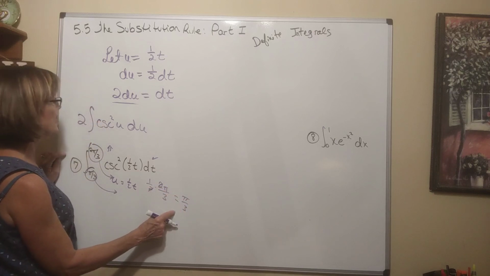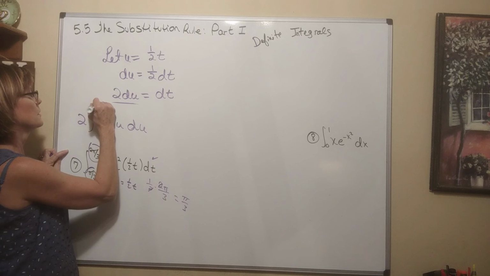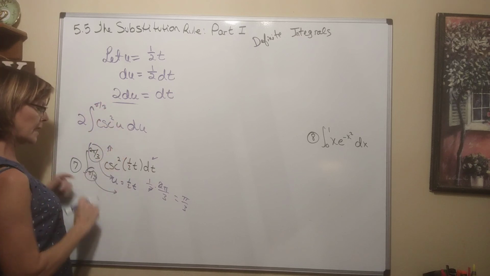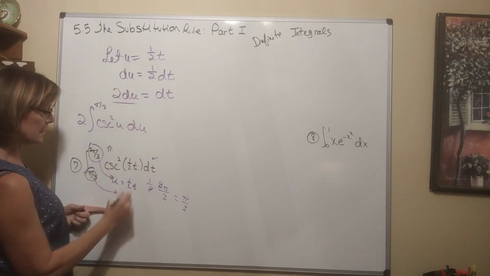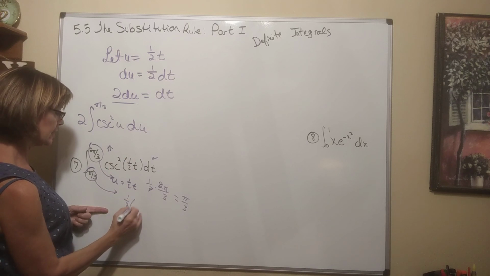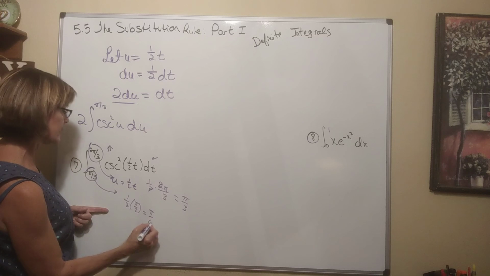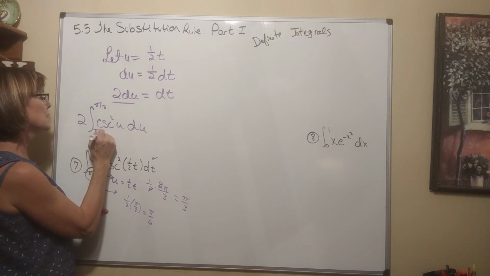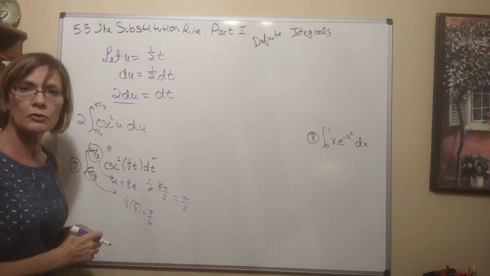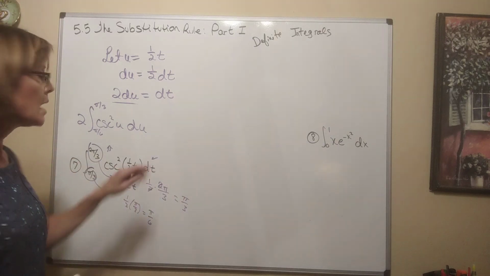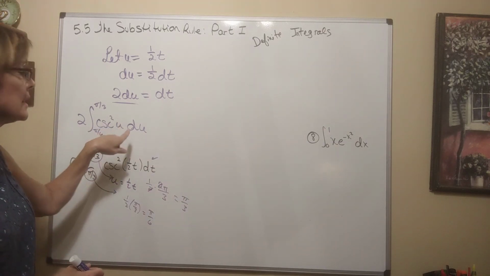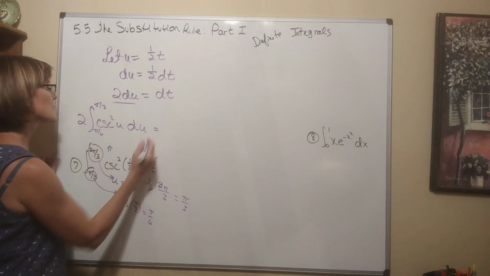So if I was going to rewrite my upper limit, it would turn into pi over 3. If I was going to rewrite my lower limit, this would be 1/2 times pi over 3, and that turns into pi over 6. So I am choosing to rewrite everything in terms of u. I will not go back to t. I'm going to evaluate it because I've adjusted my limits. So let's take this integration.